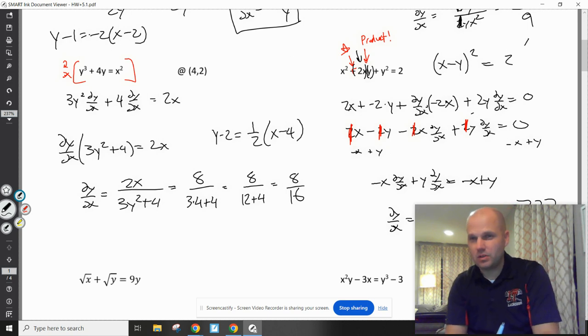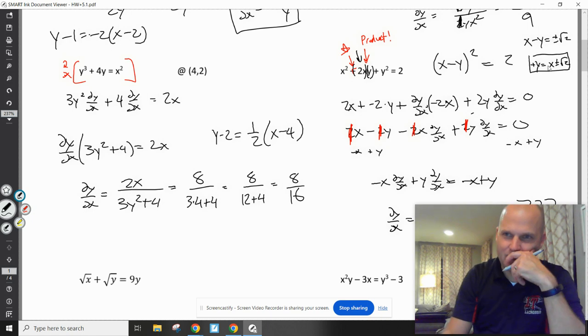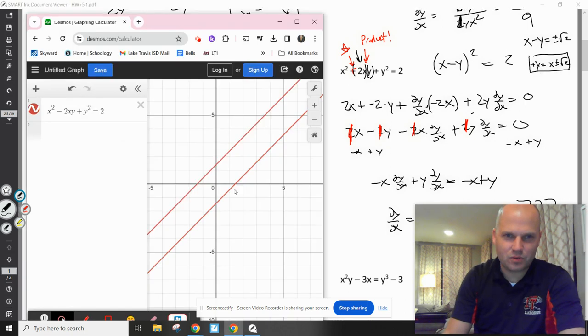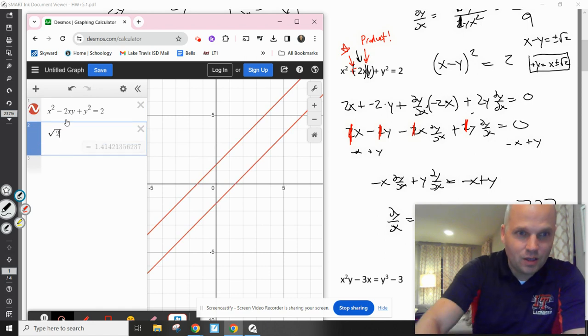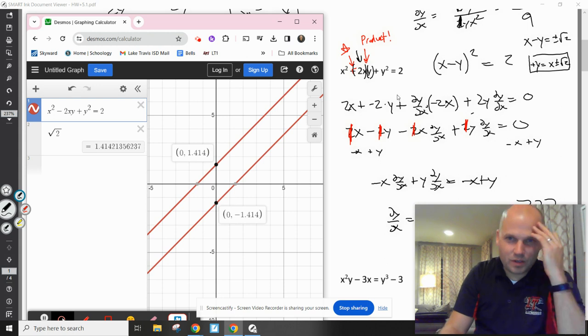Is it the fact that I put a 2 here, made it an x minus y squared, which can be square rooted, which means we get x minus y equals plus or minus root 2, which is why we get y equals x plus or minus root 2. Holy cow. I just rewrote that equation as a linear system. y equals x plus root 2. y equals x minus root 2. Root 2 is, this is wild, 1.414. There's x plus root 2. There's x minus root 2. Their slopes are 1. Weird.